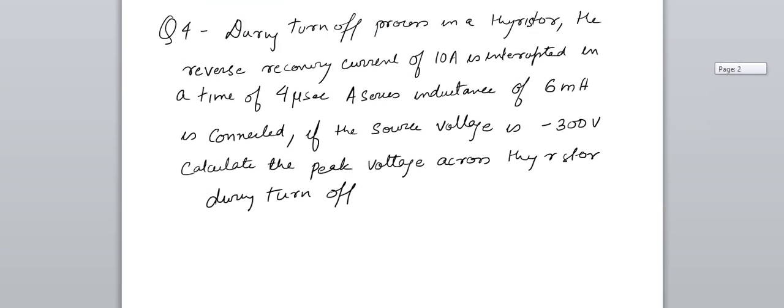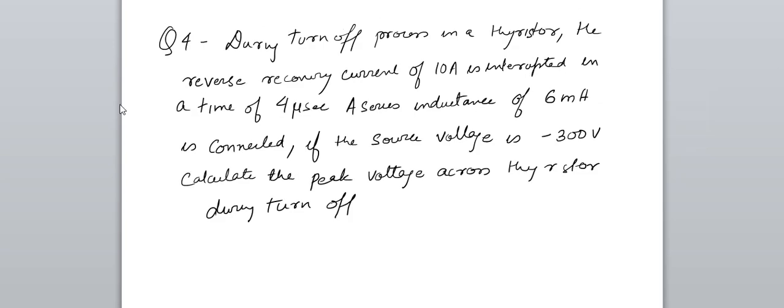So here, first numerical. During the turn off process of a thyristor, the reverse recovery current of 10 ampere is interrupted in a time of 4 microsecond. A series inductance of 6 millihenry is connected. If the source voltage is minus 300 volt, calculate the peak voltage across the thyristor during the turn off.